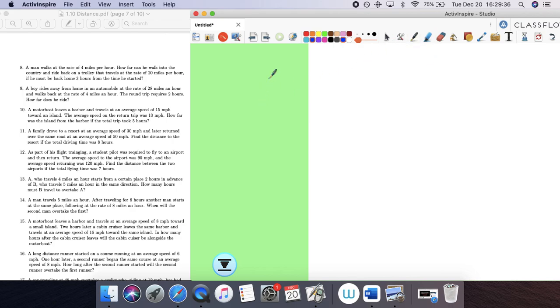Problem 8: a man walks at 4 miles an hour. How far can he walk into the country and ride back on a trolley that travels 20 miles an hour if he must be back home 3 hours from the time he starts?